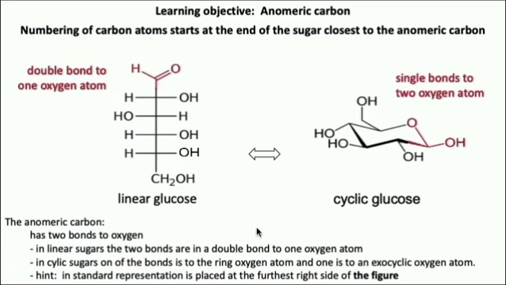And now that we can see how the ring formed, will you number the carbon atoms first in linear glucose and then also in cyclic glucose? Please go ahead and do so. But I need to move on.